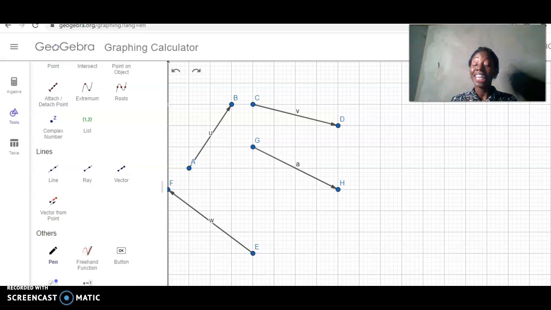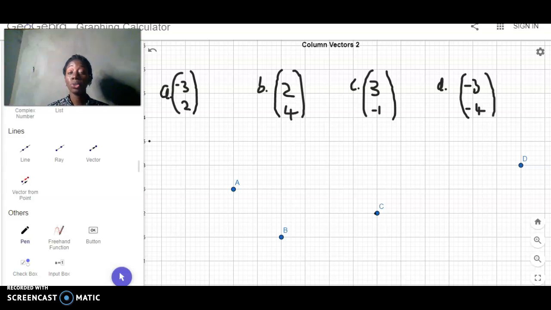Hello everyone, did you grasp all the concepts? Have you ever thought about how, if you are given the vector, you can actually create a graphical representation? Well, let me show you how.